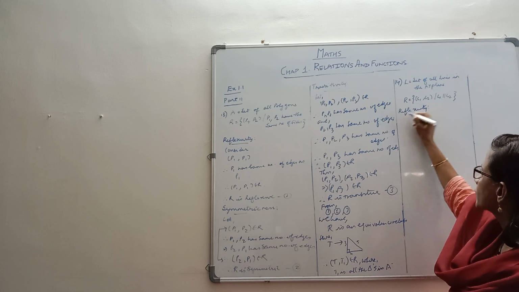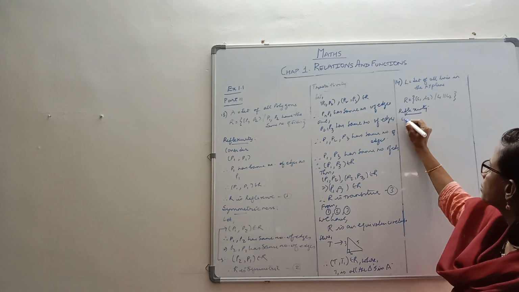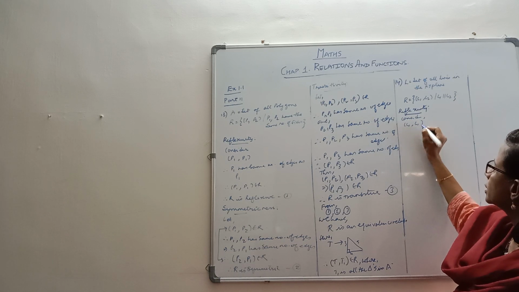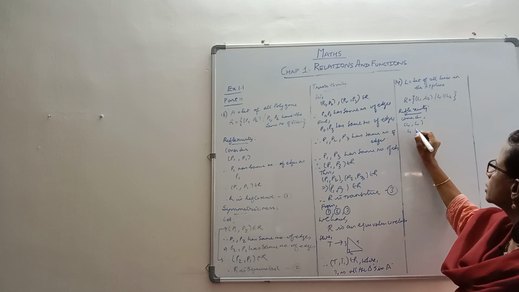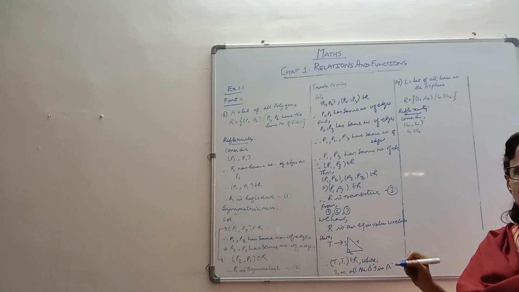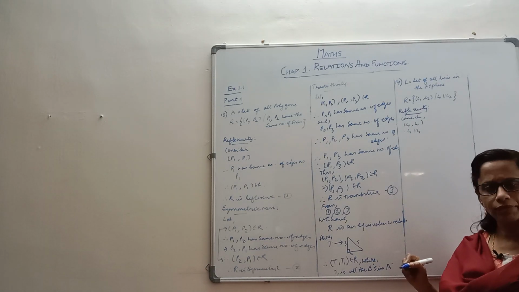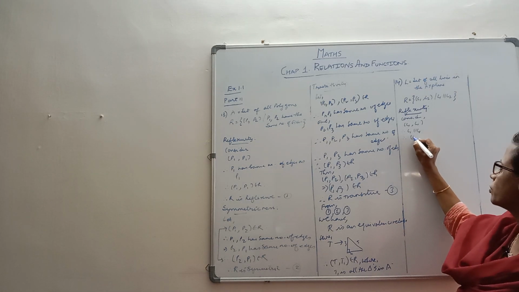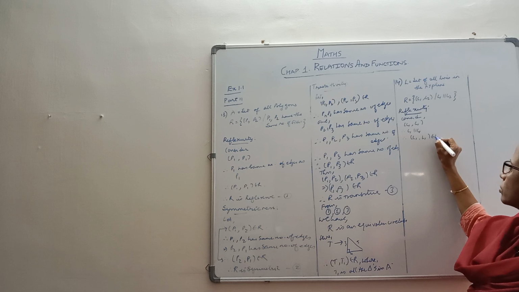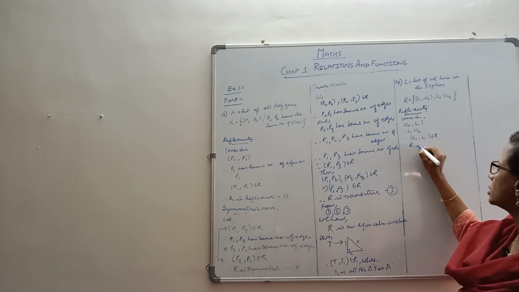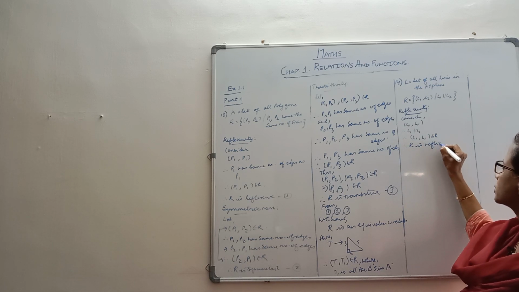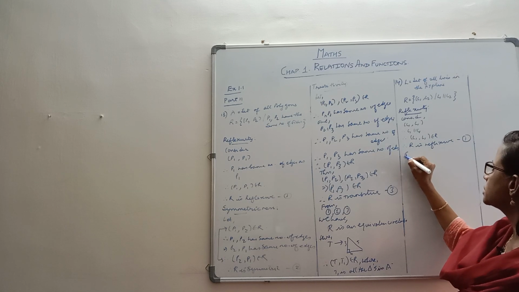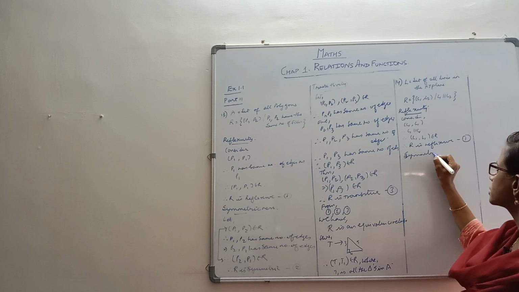Reflexivity. Like before, consider (L1, L1). Therefore, L1 is parallel to L1. Every line is parallel to itself. It is assumed that every line is parallel to itself. So L1 is parallel to L1. Therefore, (L1, L1) will belong to R. Therefore, R is reflexive. That is our condition number 1.